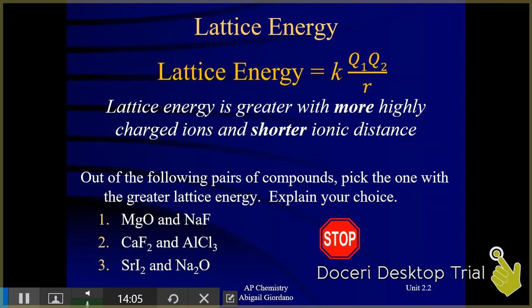Last one. Strontium is +2, iodine's -1. This is +1, this is -2. Problem. When I multiply these charges together, I get the same product. So they contain the same charged ions. Think Coulomb's law. What was the other factor? It had to do with distance.